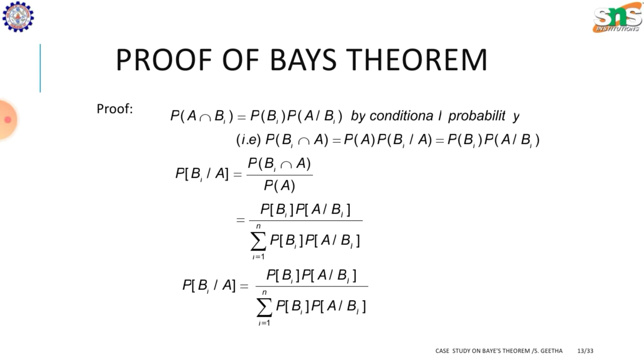So, the above will be P of Bi into P of A given Bi divided by summation i equals 1 to n P of Bi into P of A given Bi. Instead of P of A, we write summation i equals 1 to n P of Bi into P of A given Bi. Here we are using the total probability concept. So, P of Bi given A is equal to P of Bi into P of A given Bi divided by summation i equals 1 to n P of Bi into P of A given Bi.